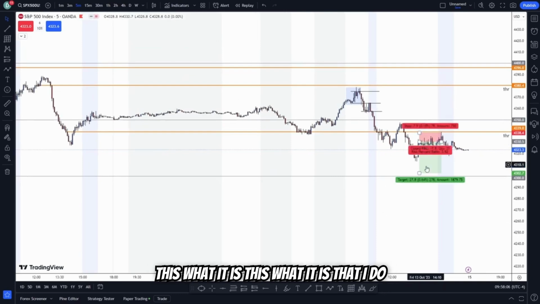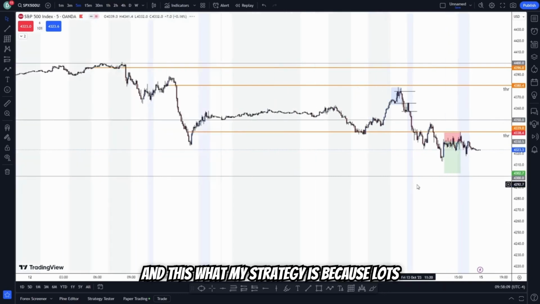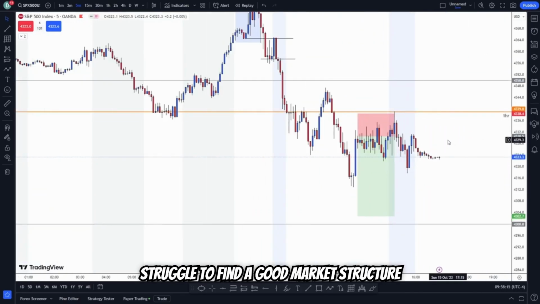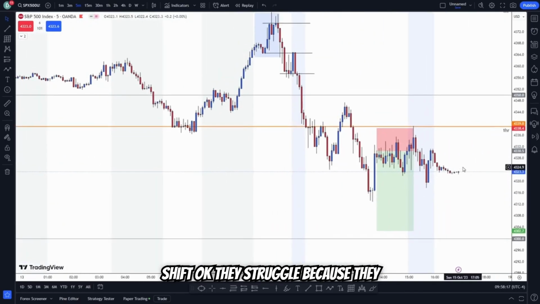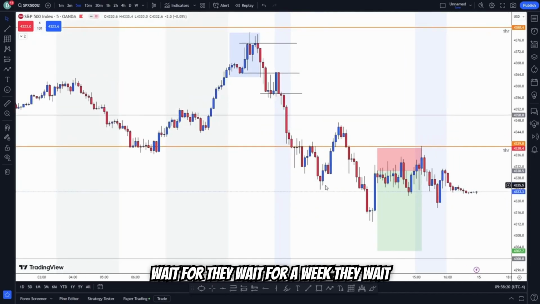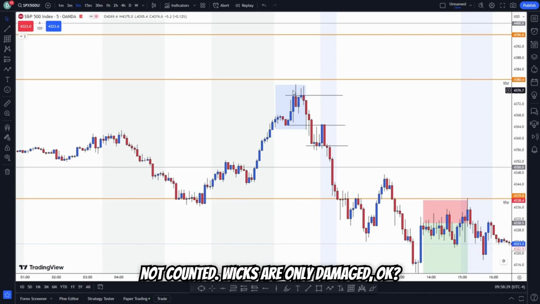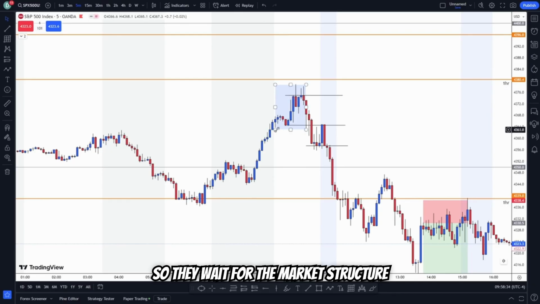So this is what I do, and this is my strategy, because lots of people say that they struggle to find a good market structure shift. They struggle because they wait for a wick to go and do all of its thing. But wicks are not counted. Wicks are only damage, and candle bodies are the only price. So they wait for the market structure shift from a wick. Don't wait for the wick.